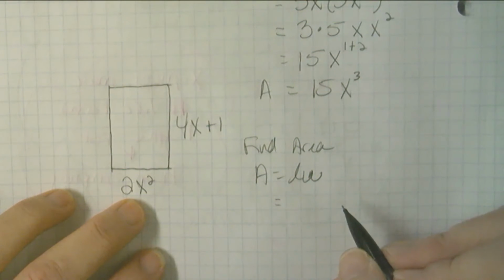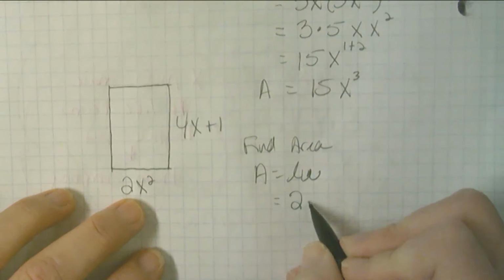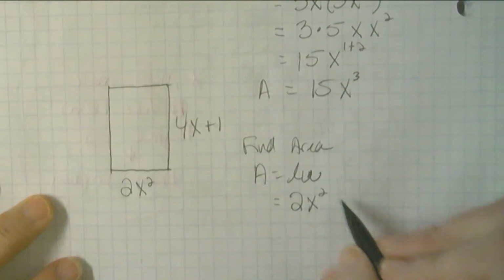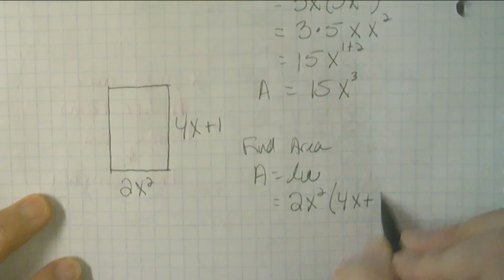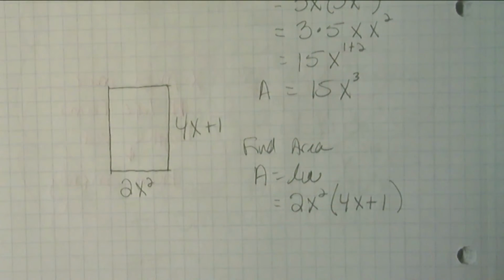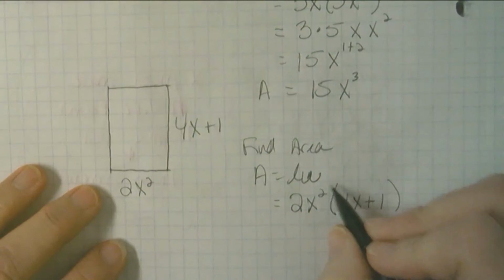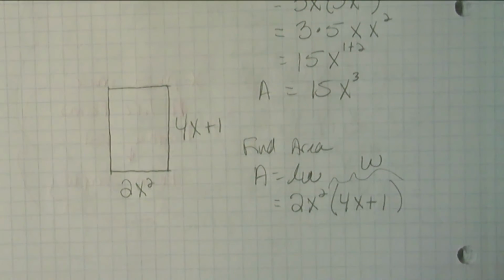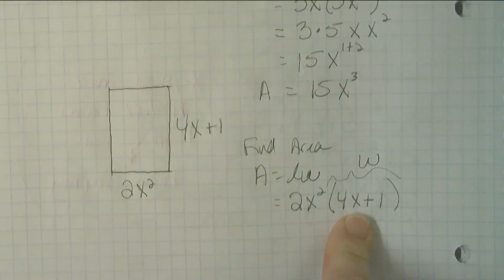Excellent. And I need to multiply those together, don't I? So I need to multiply 2x squared times that entire expression. So I need to put that entire expression of 4x plus 1 in parentheses. That's really, really important that that width has to go in parentheses. So this says 2x squared times a quantity of 4x plus 1. Can I add 4x plus 1? Can I add those to get 5x? Jacob? No. Why?